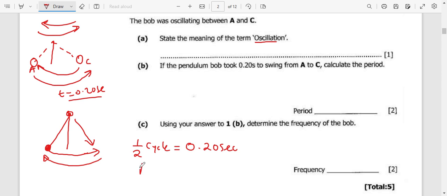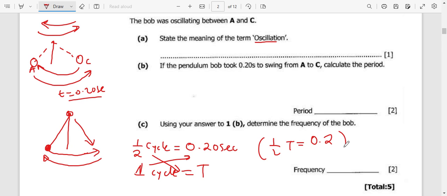Now, what of one cycle? The time it takes to move for one cycle is what we call the period, t. To find this t, we multiply half by t, that will be half t, and that is going to be equal to 1 multiplied by 0.2, that is 0.2 seconds. To remain with t, we multiply everything by this 2 which is in the denominator, and therefore the period is going to be 0.4 seconds. So this is how you calculate the period of a pendulum.